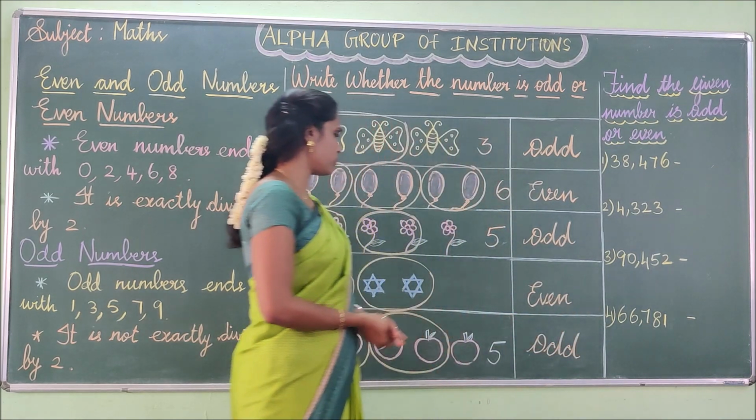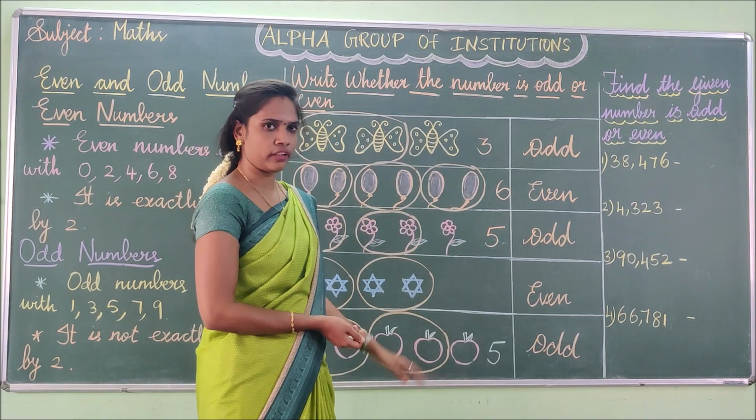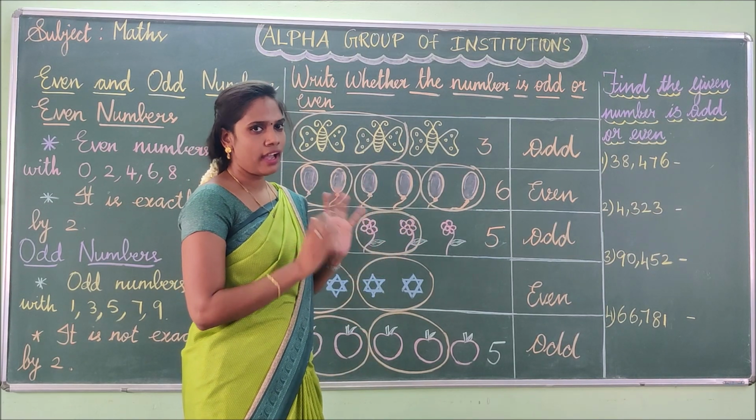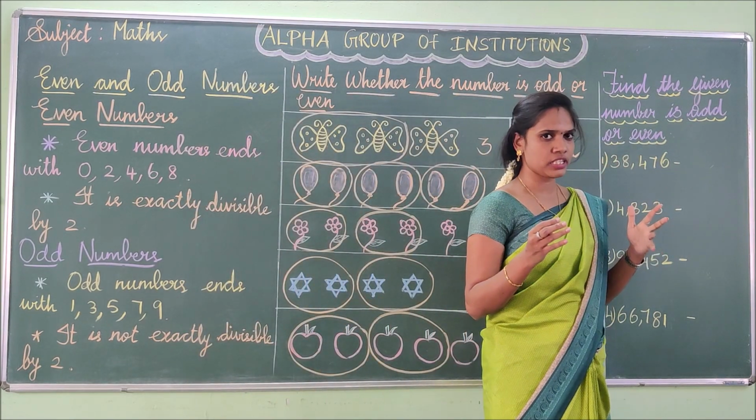See, for small numbers, for lower numbers, you can do like this. Okay, if the object is given, you can pair it and see. If not, if they give a bigger number, what do you have to do?